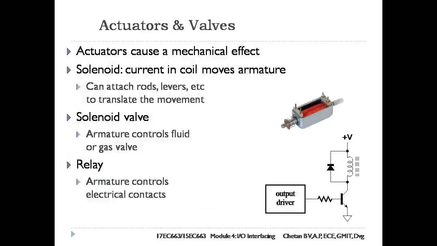Next topic is electromechanical actuators and valves. Actuators cause a mechanical effect. One of the simplest forms of actuator is a solenoid. With no current flowing through the coil, the spring holds the steel armature out from the coil. When current flows, the coil acts as an electromagnet and draws the armature in against the spring.